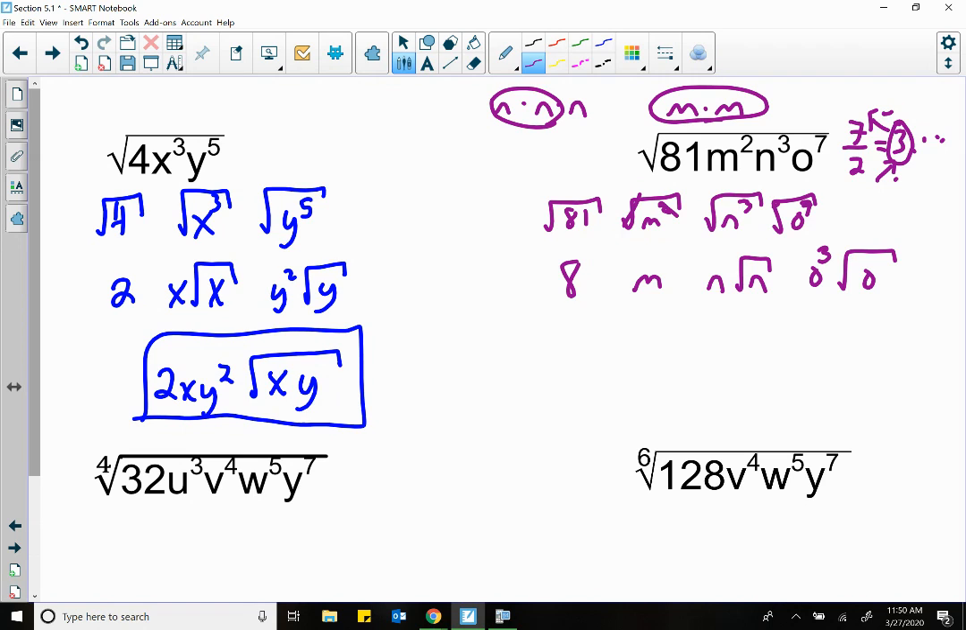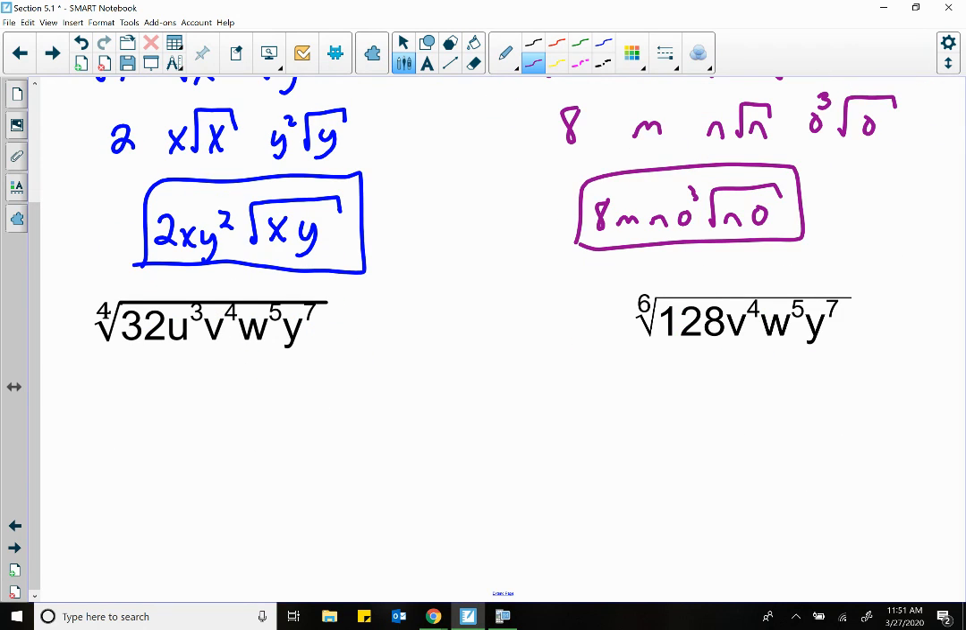Now that we've done all the simplifying, put everything together. So out front, I have an 8, an m, an n, and an o to the 3rd. Inside my radical, I've got n and o. And there we go.